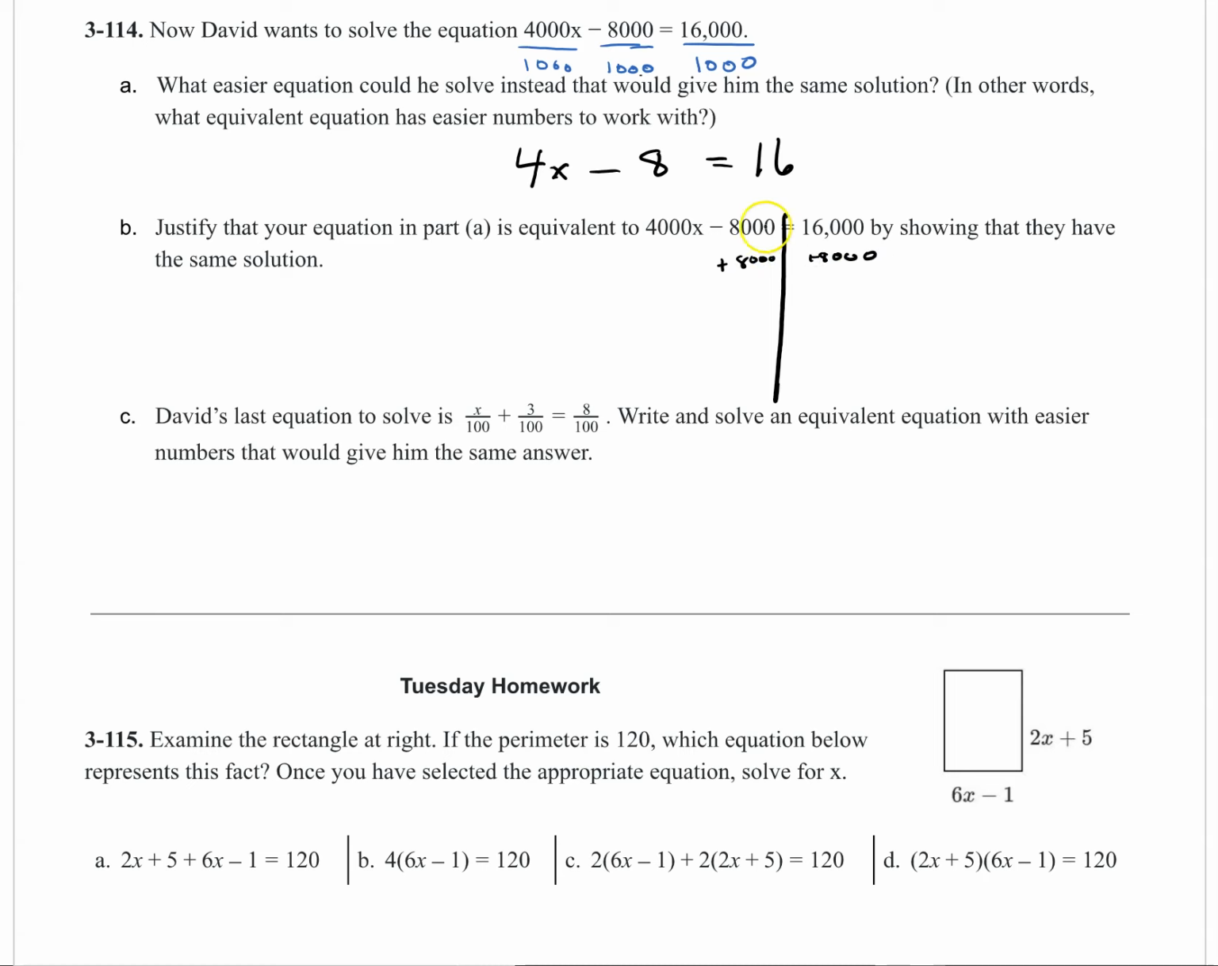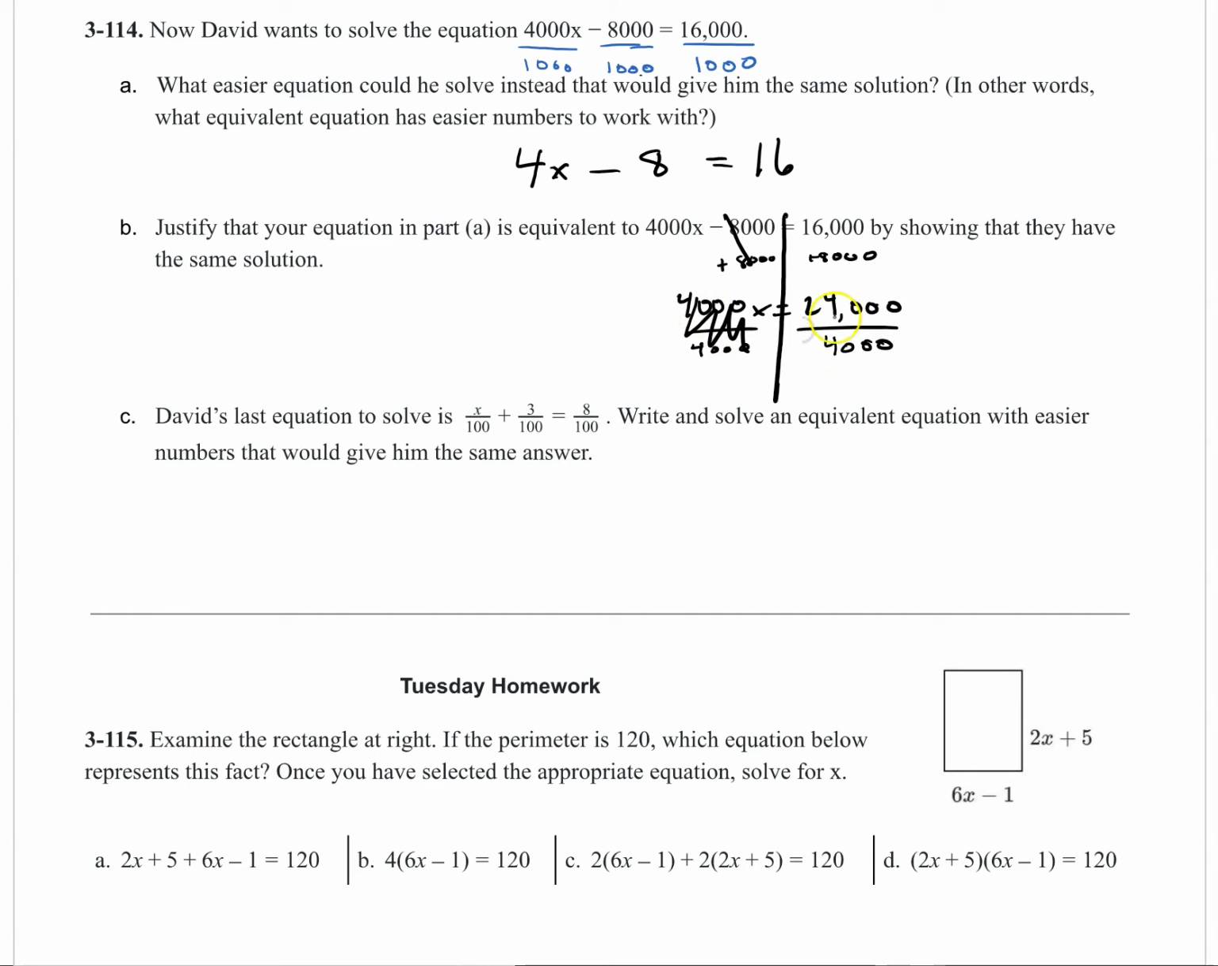Isolate x. You can start by adding 8,000 to each side. So that's going to leave you with 4000x equals 16 plus 8 is 24, so that's 24,000. All right. And then to get x alone, you divide by the number in front of x. So you divide each side by 4,000. That's the number in front of x.